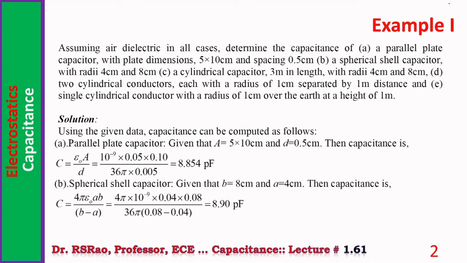B. A spherical shell capacitor with radii 4 cm and 8 cm. C. A cylindrical capacitor 3 meter in length with radii 4 cm and 8 cm. D. Two cylindrical conductors each with a radius of 1 cm separated by 1 meter distance. And E. A single cylindrical conductor with a radius of 1 cm over the earth at a height of 1 meter.